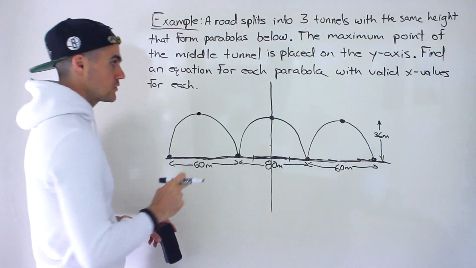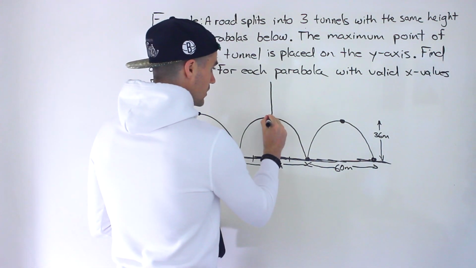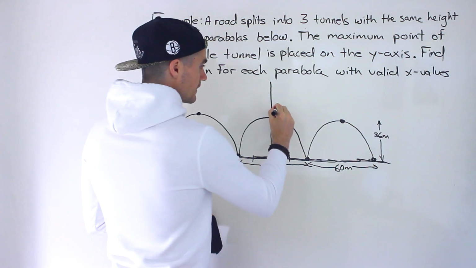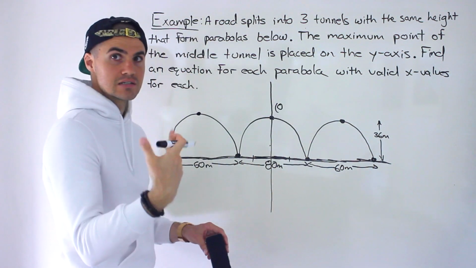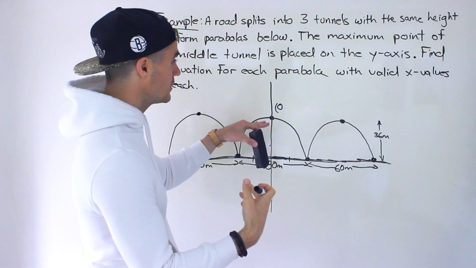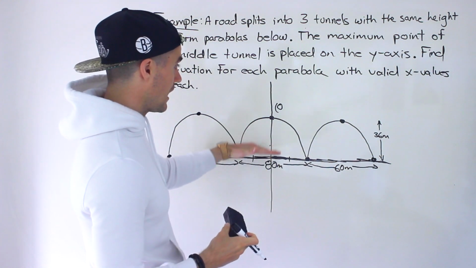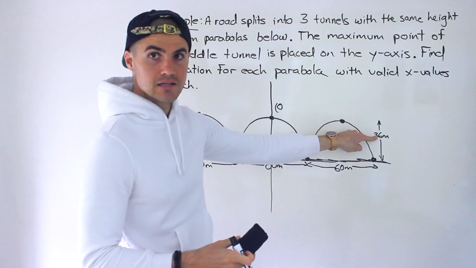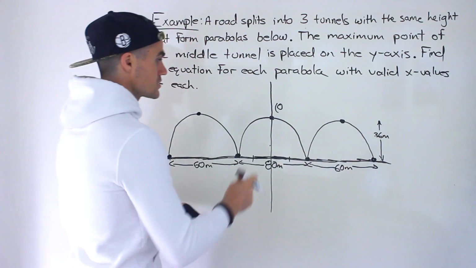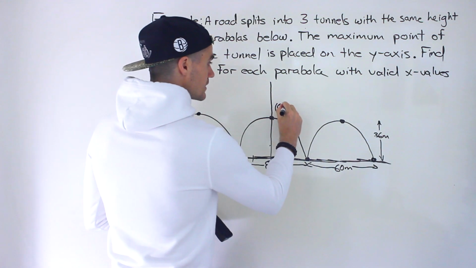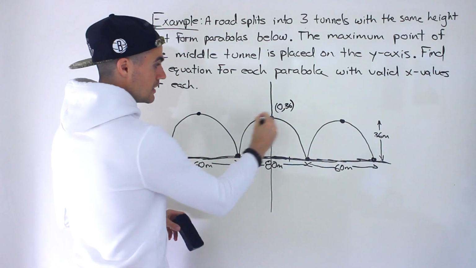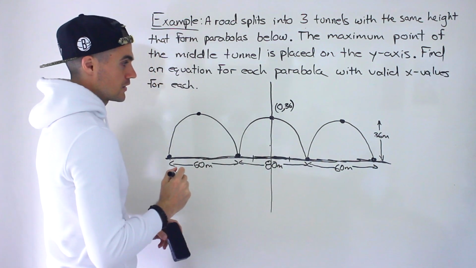I feel like the easiest one to start with is this one over here because we know it's going to be on the y-axis, so we know that the x value is going to be 0. Now what's the y value going to be? Well, it's going to be the height of the tunnel, and we know that the height of each of these is 36 meters. So we know that this point here is going to be at 0 and 36. That's going to be the vertex of this parabola over here.